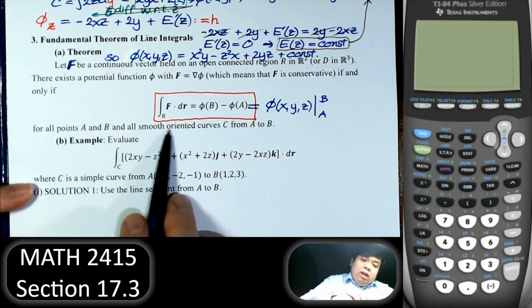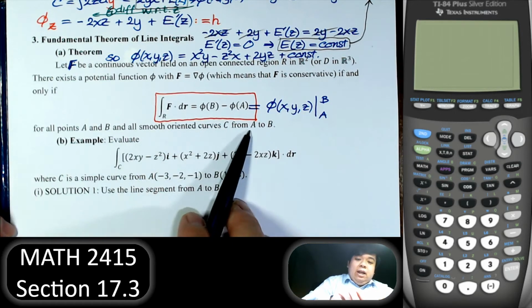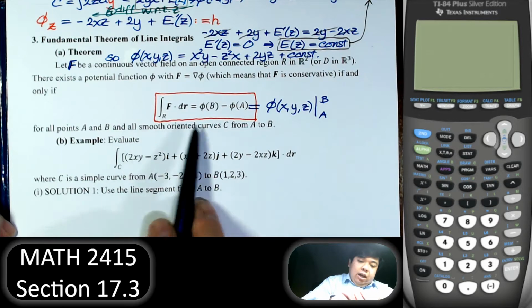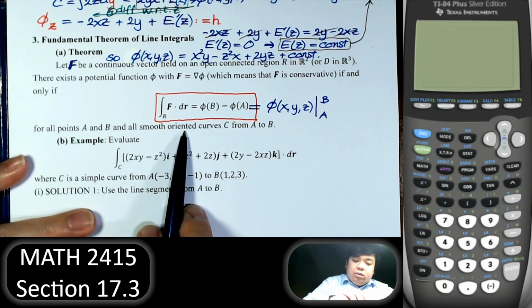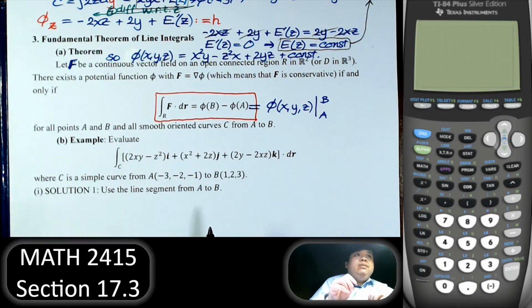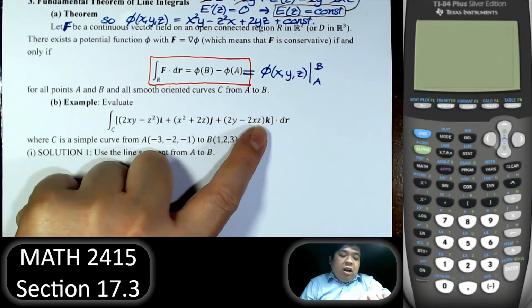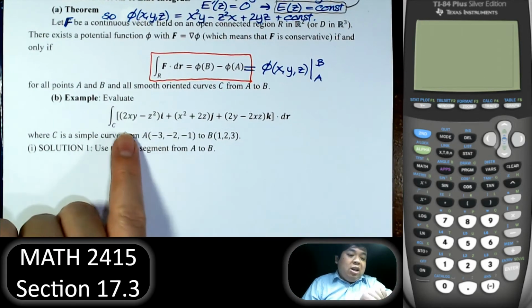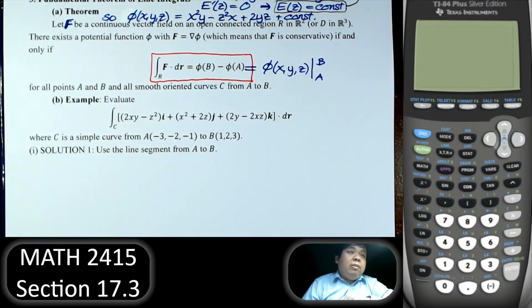Where a and b are any points, and C is a smooth oriented curve from A to B. So now here is an example. Evaluate this vector field. Evaluate this line integral when C is a simple curve from A to B.